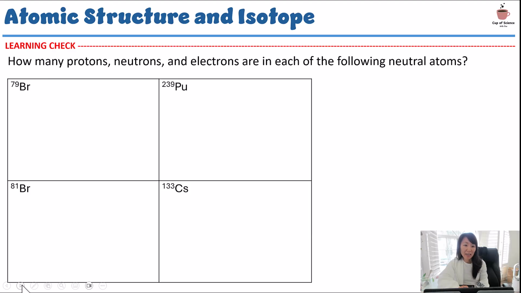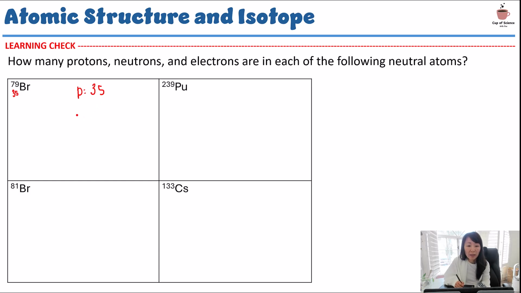In this learning check, it asks how many protons, neutrons, and electrons are present in each of the neutral atoms. I am going to do the first one with you, and then you can try the rest. Let's look at this: Br-79. Bromine, look in your periodic table, and you'll see that bromine is number 35. Atomic number 35. So technically there should be a 35 here if you were to write it in the other atomic symbol. So the number of protons was easy to determine: 35. It's the same as the atomic number.